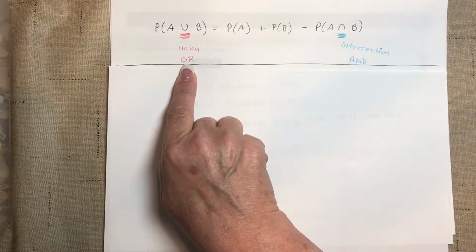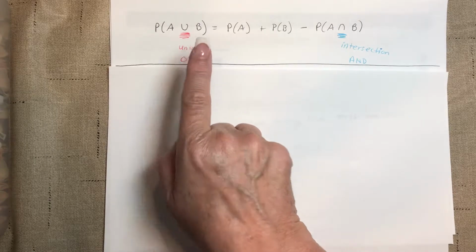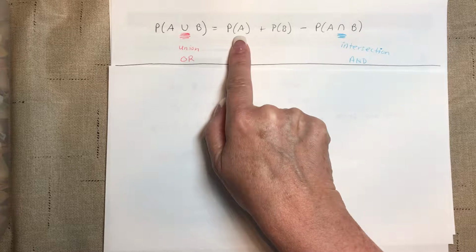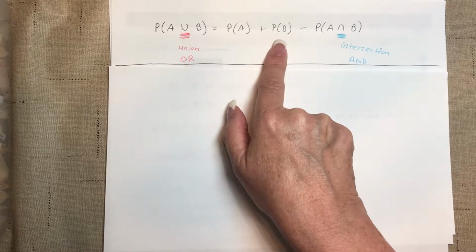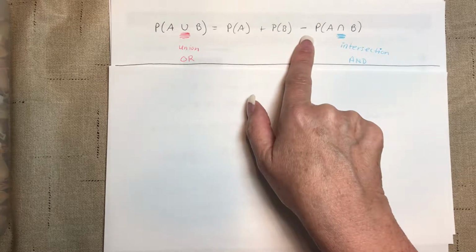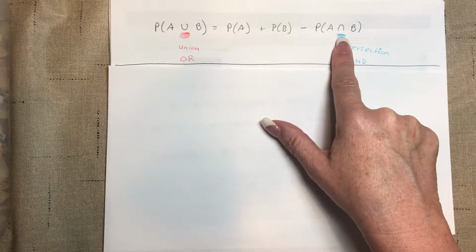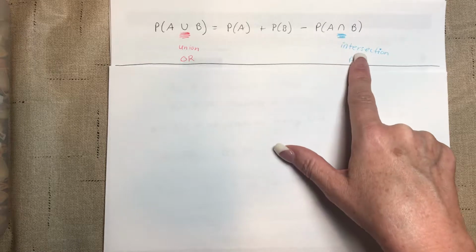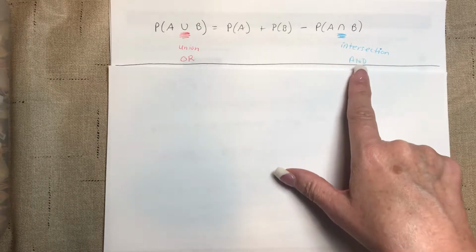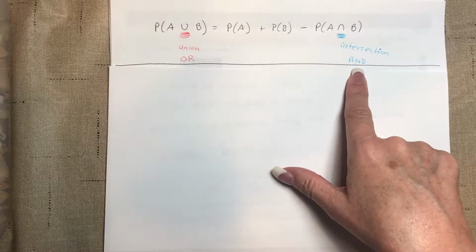And the probability of a union between two events is going to be the probability of the first event plus the probability of the second event. But then you have to subtract out the probability of both events happening at the same time, which is called intersection. And in word problems, you'll be looking for the word and.